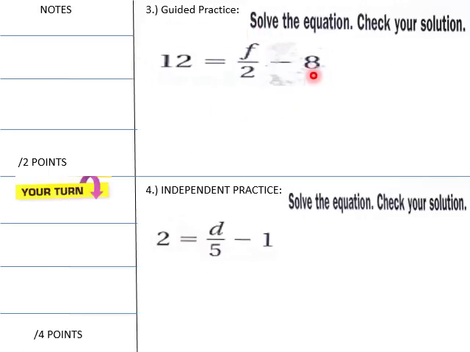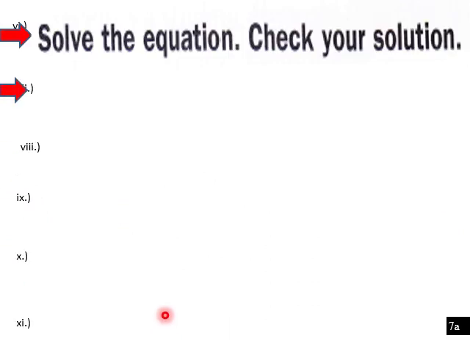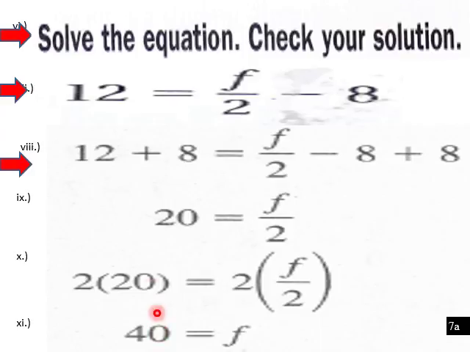Now we have guided practice here. And remember, students, you should be able to do this on your own by now. Solve the equation, check your solution. So we're going to solve for f. And we're going to add 8 to both sides to cancel out this negative 8 here. We're going to isolate the f on the right side of the equation.